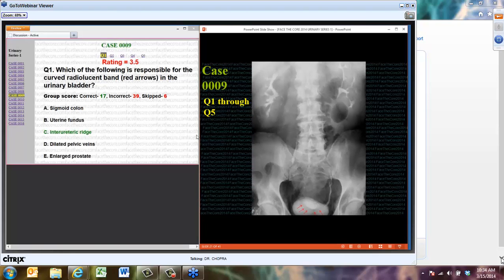Case 9, which of the following is responsible for the curved radiolucent band in the urinary bladder? This is called the interureteric ridge. What it means is that it actually runs between the 2 UVJs, and even if, here we are seeing the right kidney, but even if, let's say, you didn't see the right or the left kidney, if you have a complete interureteric ridge, that means that a kidney did develop at some point, and if we are not seeing it, it's not due to congenital absence. When there is congenital absence of the kidney or the ureter on that side, you won't see the interureteric ridge going on to that side.